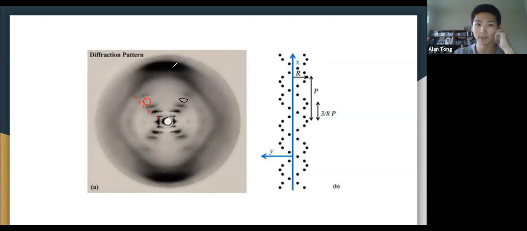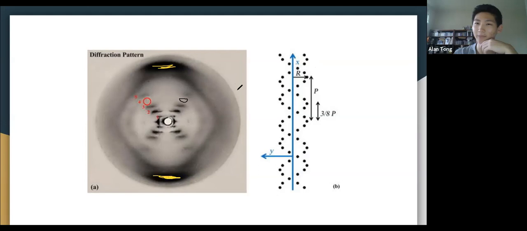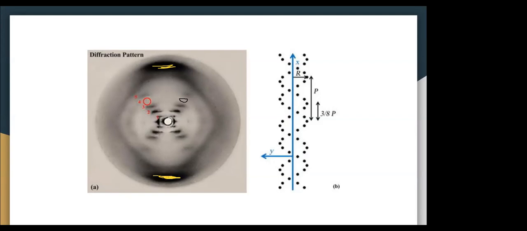Any guesses as to what these are? These top and bottom blobs? Constructive interference of something. Of what though? Not telomeres, not cell walls. This is a pure sample of DNA, remember that. It has to be pretty pure. You have to concentrate it pretty well. I mean, one coming from both the helices.